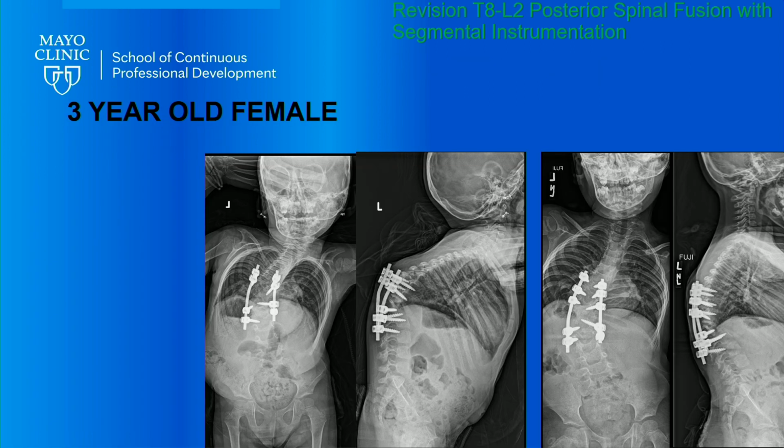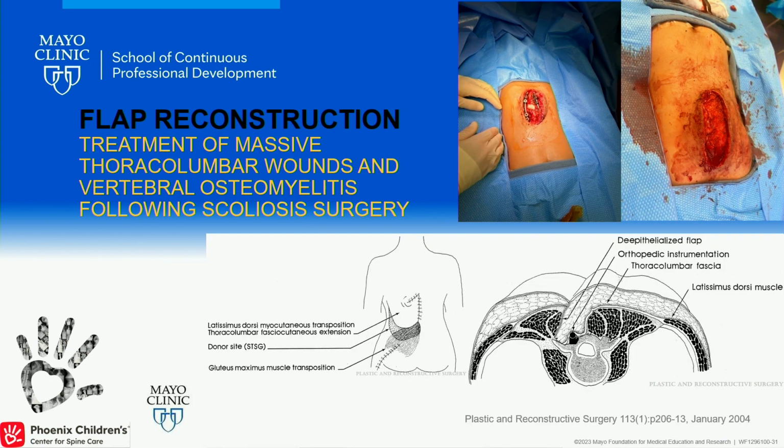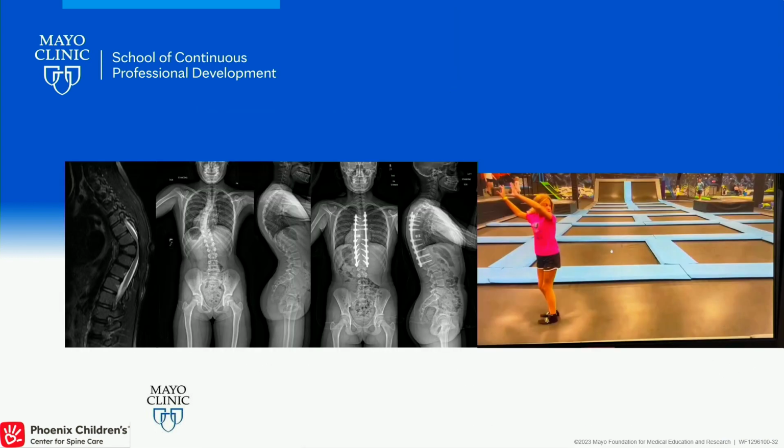Unfortunately, with her skin prominence and with her being an active 3-year-old, she had some screw pullout. That screw pullout ultimately led to a wound challenge, so it needed to be revised. And so the new technology here is the incorporation of our plastic surgeons to help with closure of this one, in which we can get some very nice flap reconstruction.